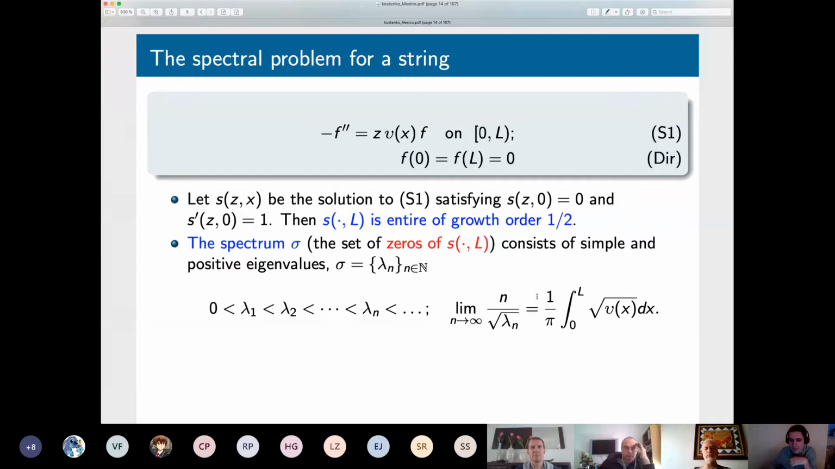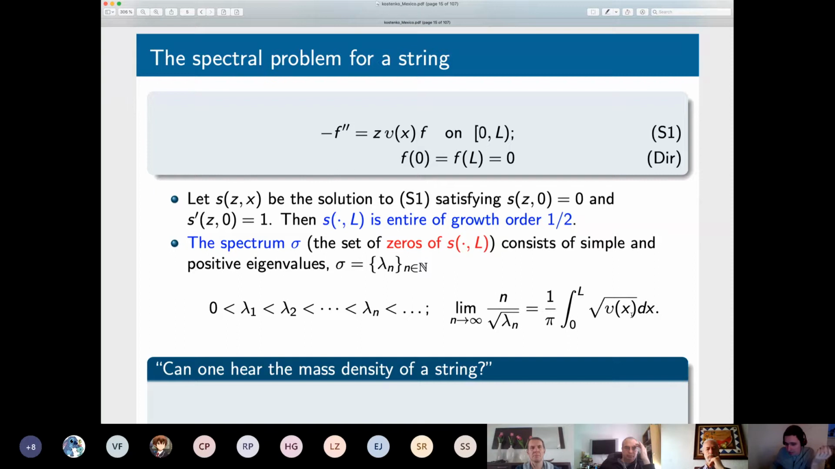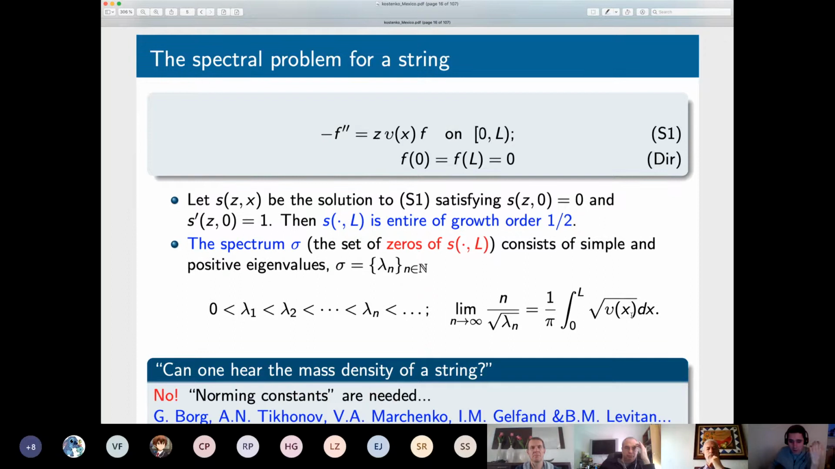And one can see here some indication that if you know the spectrum of this problem, then you can say something already about the mass density of a string. We can reformulate Kac's question and ask: can one hear the mass density of a string? I presume most of you know that, of course, the answer is no, because the spectrum is not enough, and one needs to know also, for example, norming constants.